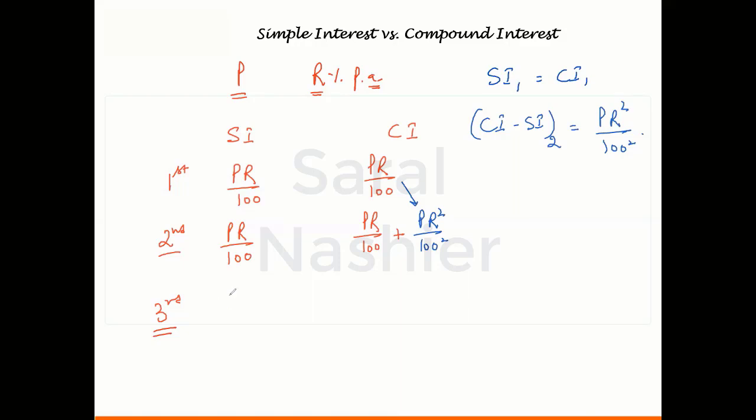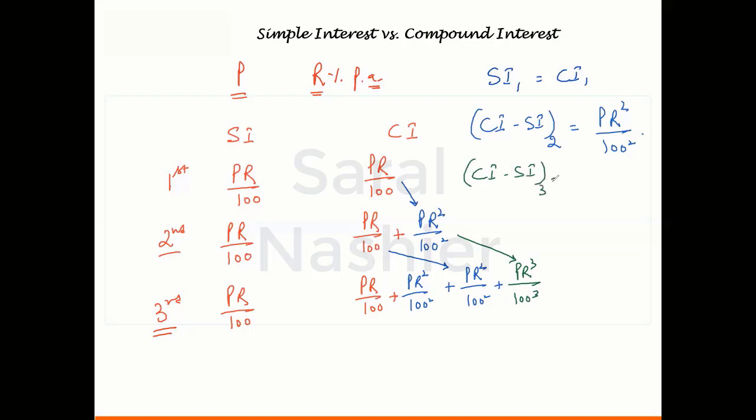Let's talk about third year. In third year, the simple interest is still PR by 100, but compound interest is PR divided by 100 plus you get R% of this, which is PR square divided by 100 square, plus you get R% on this, which is PR square divided by 100 square, and you get an extra interest, which is R% of this, which is PR cube divided by 100. So if you look at the difference between compound interest and simple interest for 3 years, it will be 3 PR square divided by 100 square plus PR cube divided by 100.